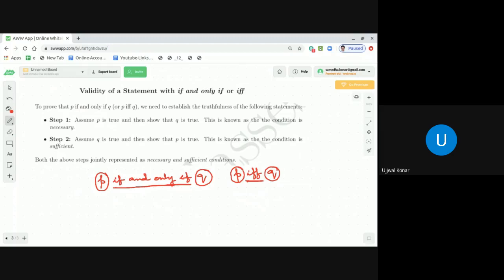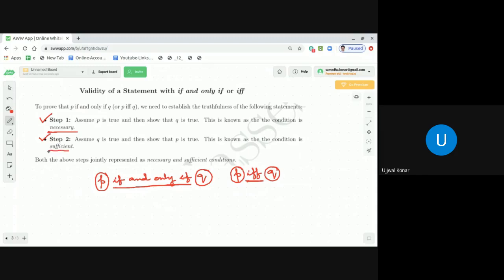and vice versa. That if the statement P is to be valid, Q has to be valid. Or the other way, step one is that we assume P is true, and with that assumption, you need to prove that Q is true. This condition is known as the necessary condition. Step two is completely the reverse: assume Q is true and then prove that P is true. This is known as the sufficient condition.